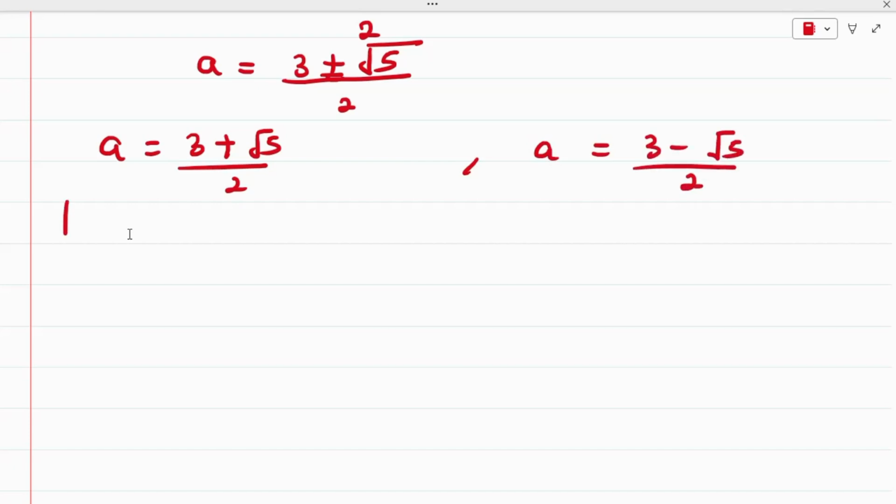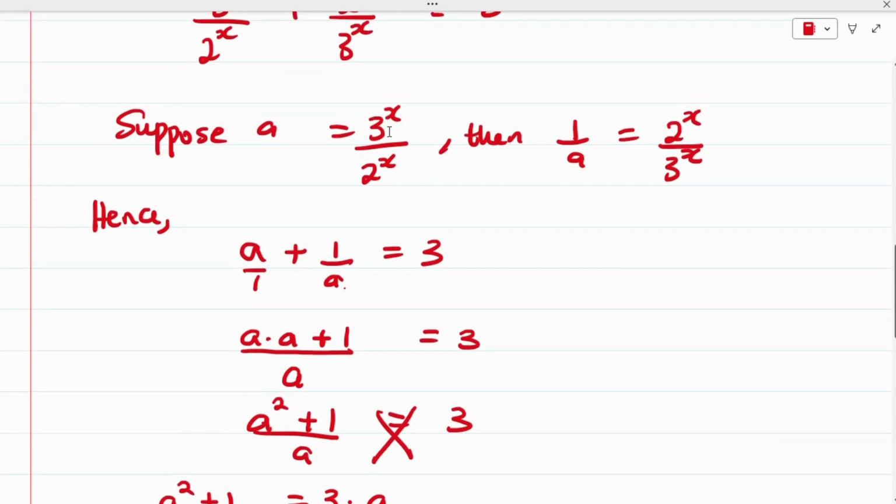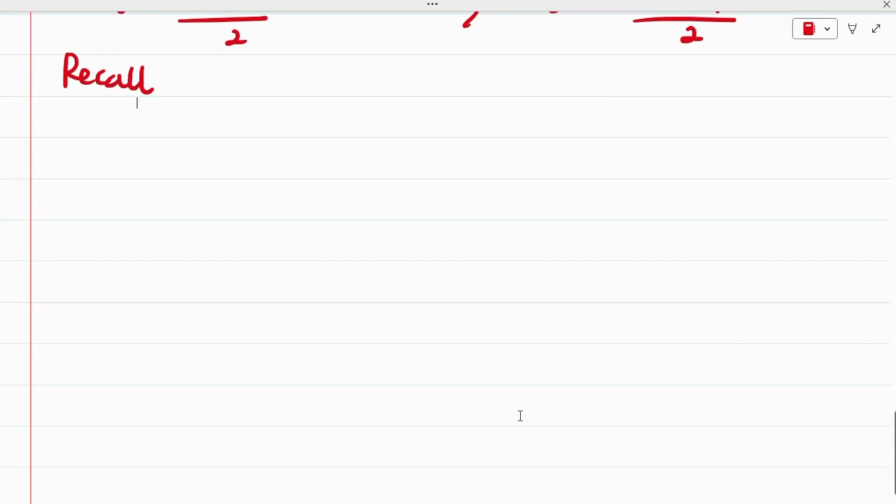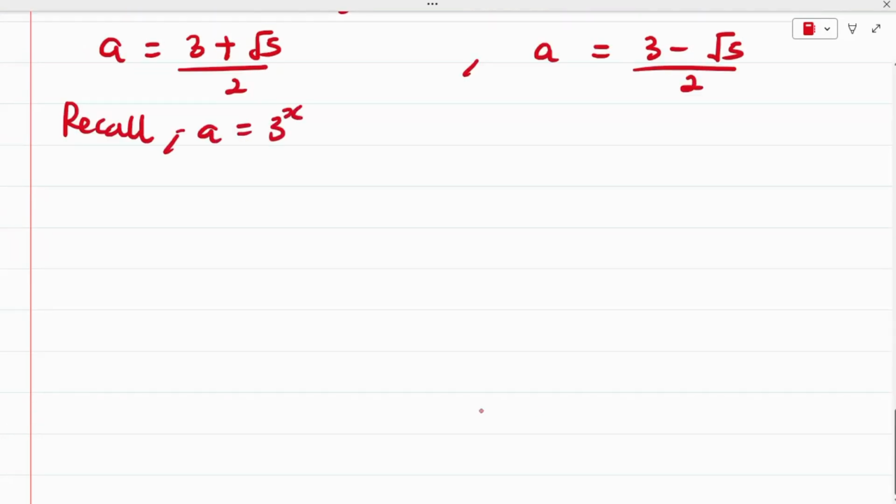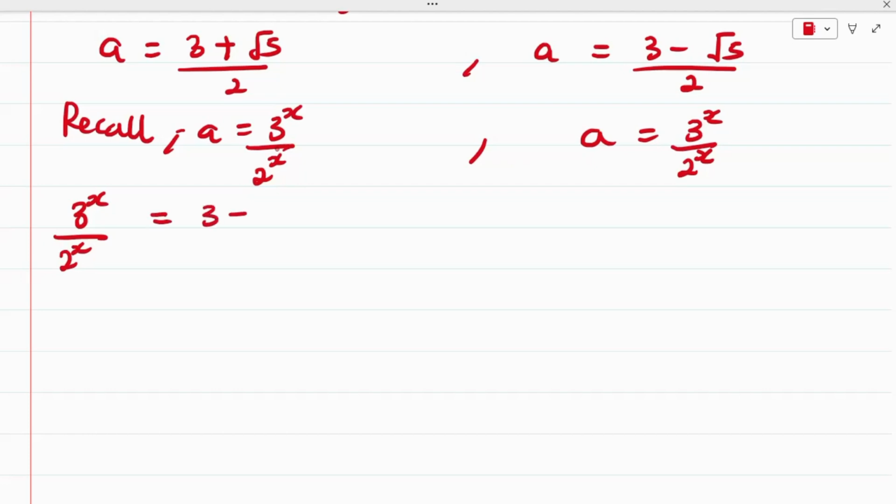But we want to simply recall, right here we said suppose a is equal to 3 raised to the power of x divided by 2 raised to the power of x. So we want to recall this right here. So we have that a is equal to 3 raised to the power of x divided by 2 raised to the power of x. I'm going to solve for this part first before solving for the next part. So from this part, we have this to be 3 raised to the power of x divided by 2 raised to the power of x is equal to 3 plus the root of 5 divided by 2.